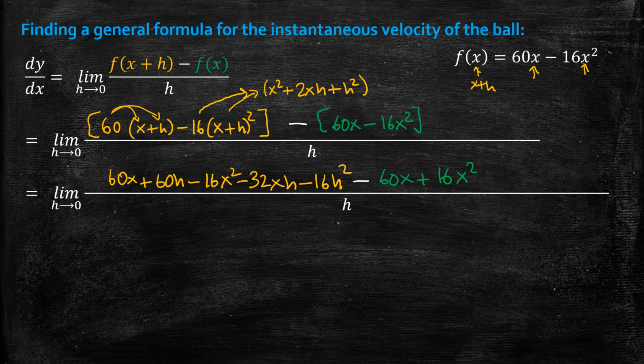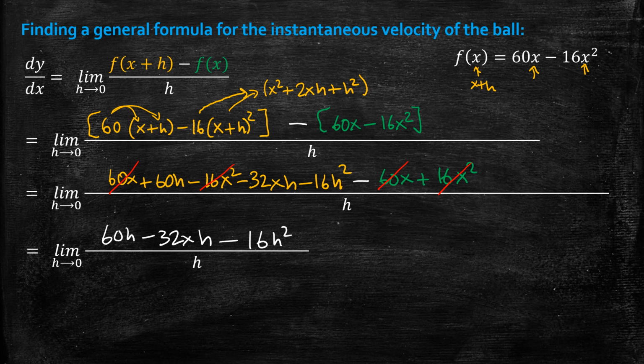Now notice at this stage we have some canceling going on. That 60x cancels with that, negative 16x squared with plus 16x squared. And we get to a situation where, let's see, I'll move to white now. So this is our simplified expression.